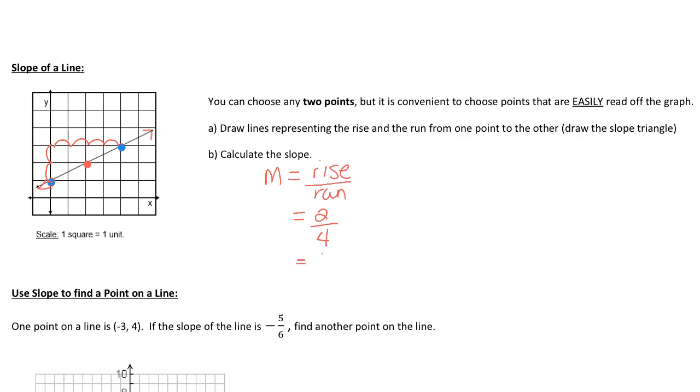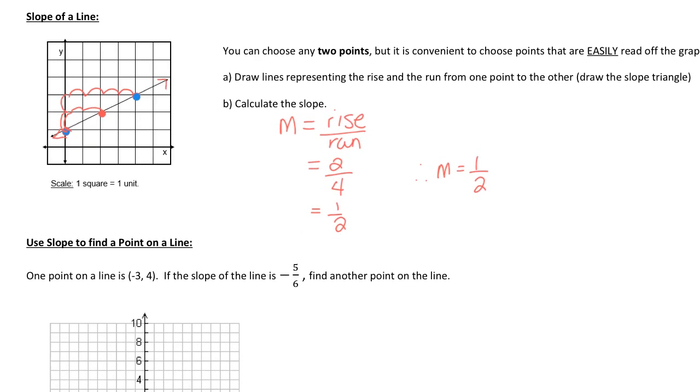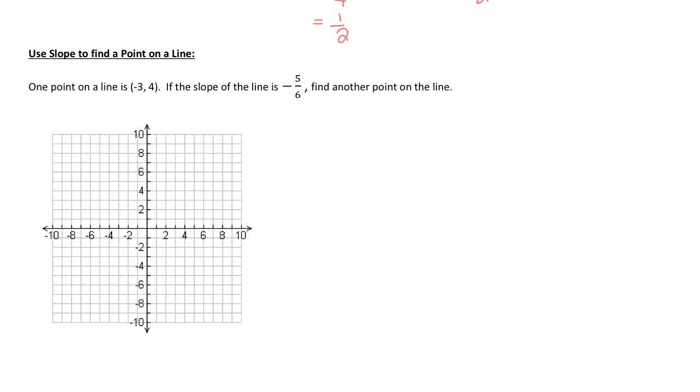So when I reduce this fraction, it's a half. Notice that I could have gone up 1 and over 2 to this other coordinate. Either way, you get the same slope, okay? So therefore, m is equal to a half. Okay, so now we're given the slope of the line.